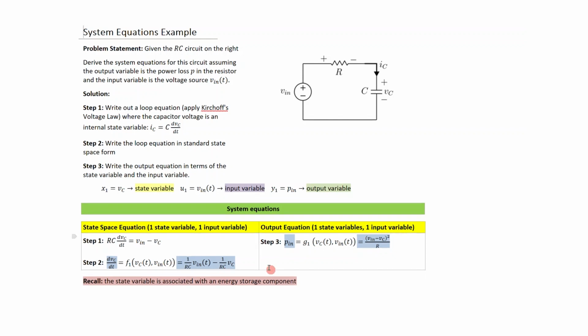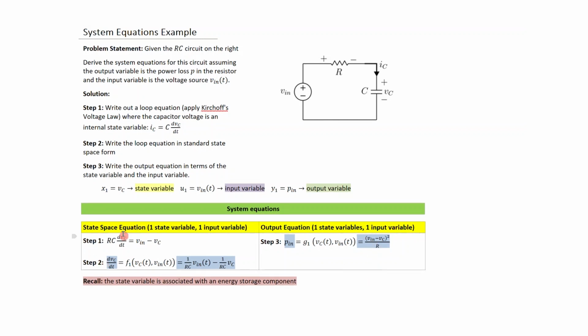All right, what about the output equation? Well, the output equation would be the power loss in the resistor, which is basically the square of the voltage across the resistor divided by its resistance. The square of the voltage is the difference between these two voltages squared, Vn minus Vc squared over R. But notice here that the output equation is also a function of a state variable, which is V of c, and the input, which is V of n.